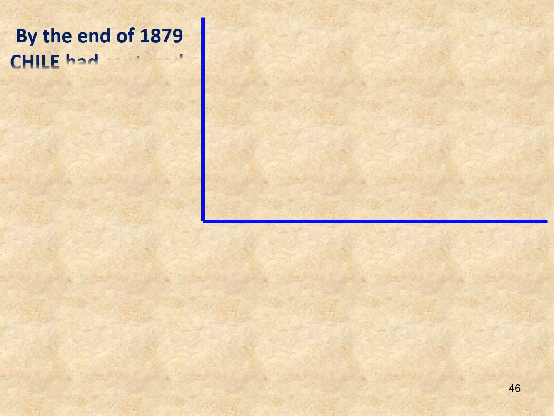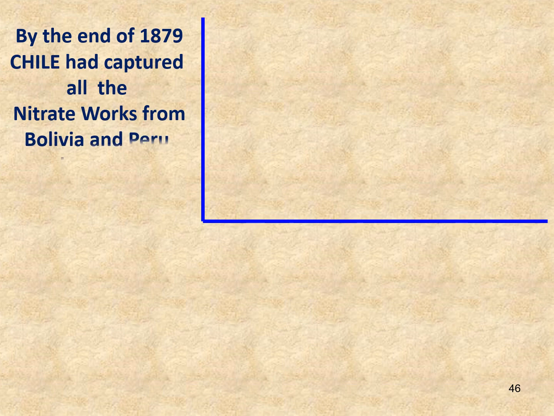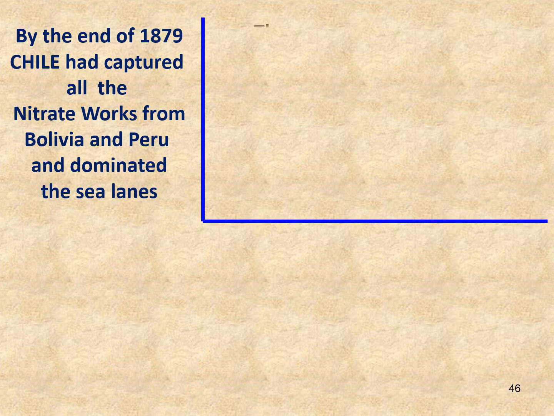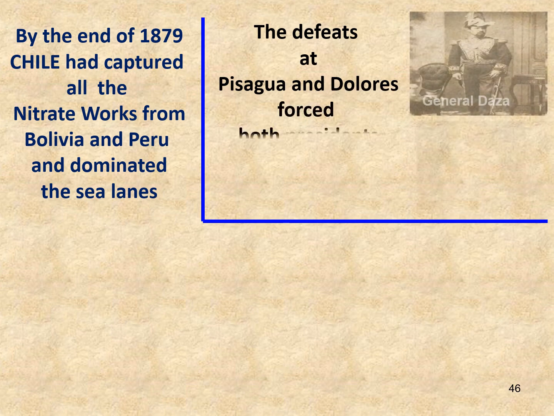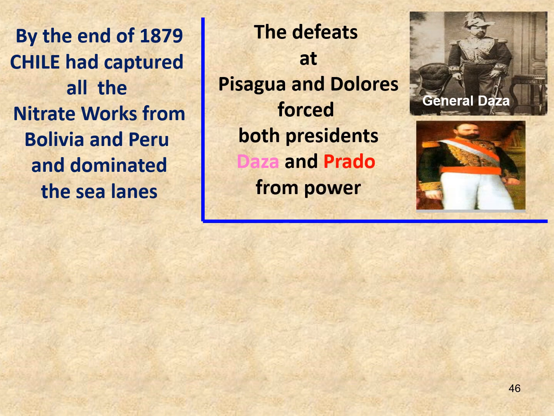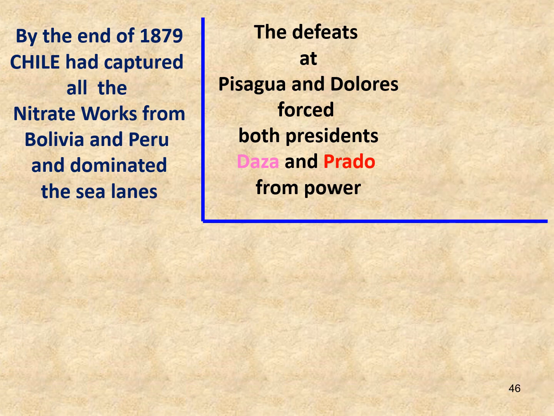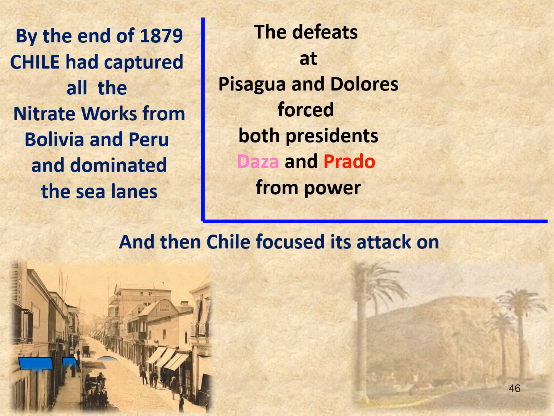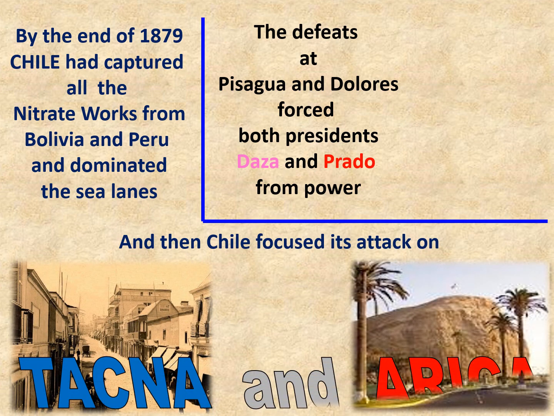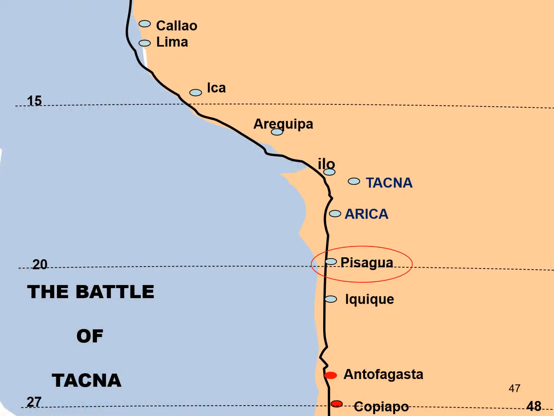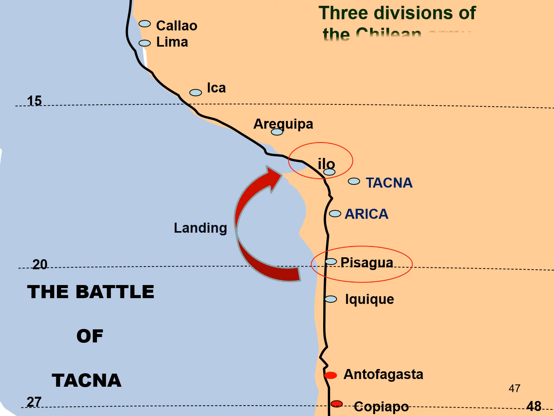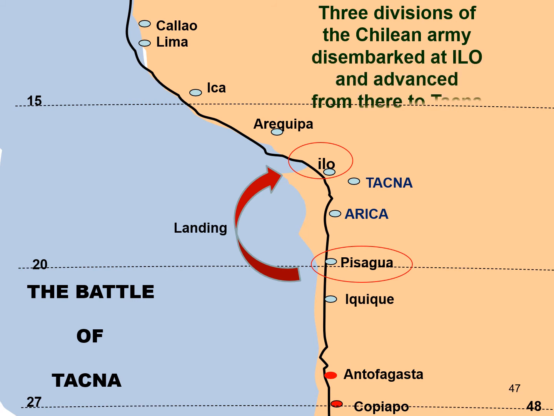By the end of 1879, Chile had captured all the nitrate works from Bolivia and Peru and dominated the sea lanes. While the defeats at Pisagua and Dolores forced both presidents Daza and Prado from power. And then Chile focused its attack on the cities of Tacna and Arica. A landing force left Pisagua, aiming to land at Ilo. 3 divisions of the Chilean army disembarked at Ilo and advanced from there south to Tacna.